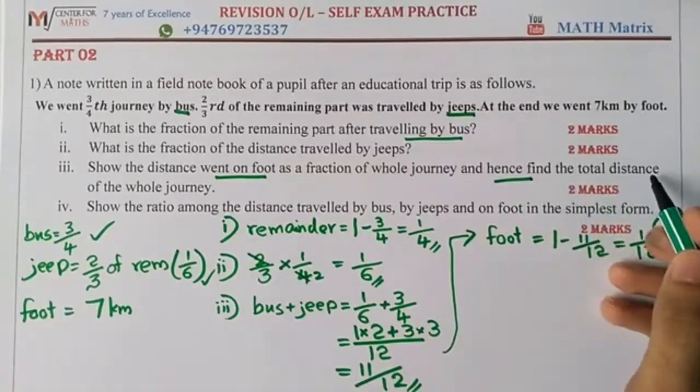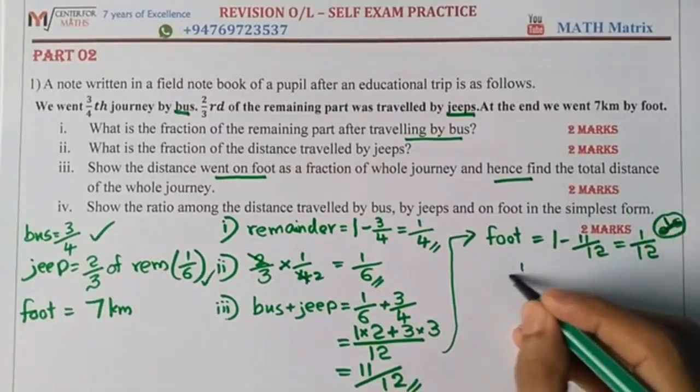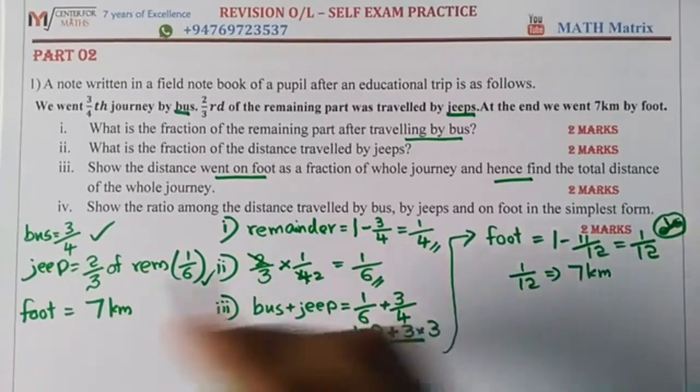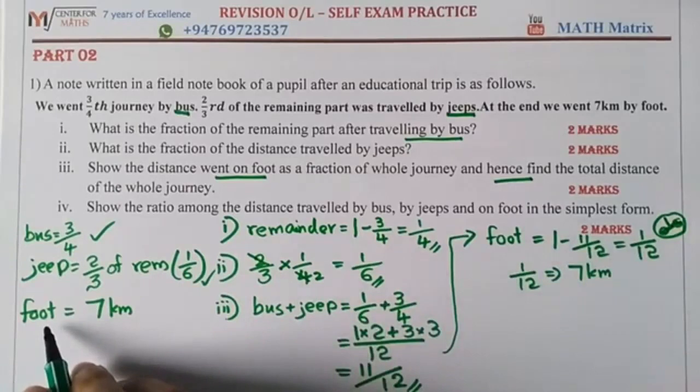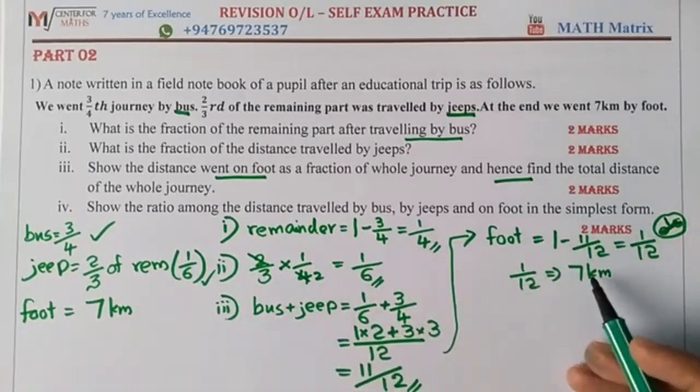Hence, find the total distance. Now they are asking us to find the total distance. How to find that? Now this one part is equals to 7 kilometers. Already they have given that. The fraction format of the foot is just one part, right? But the exact amount is 7 kilometers, the exact quantity of that. So one part is equals to 7 kilometers.